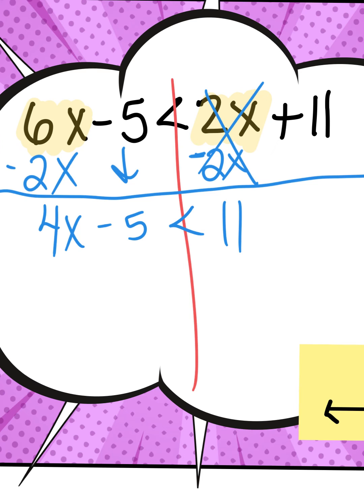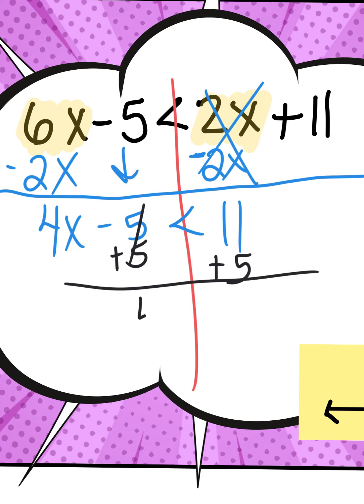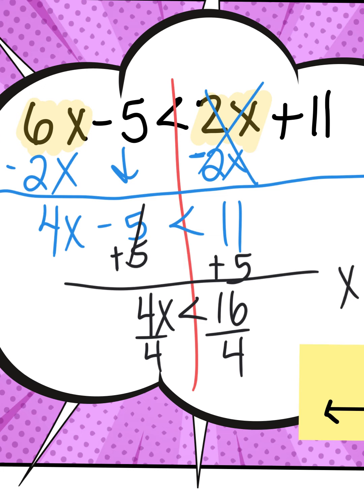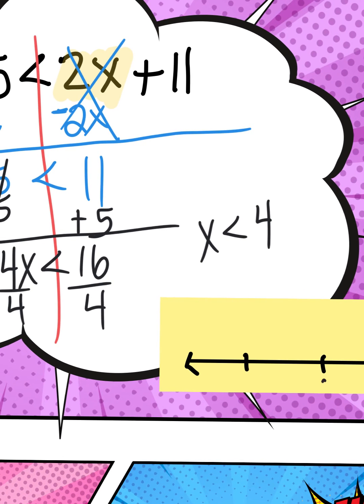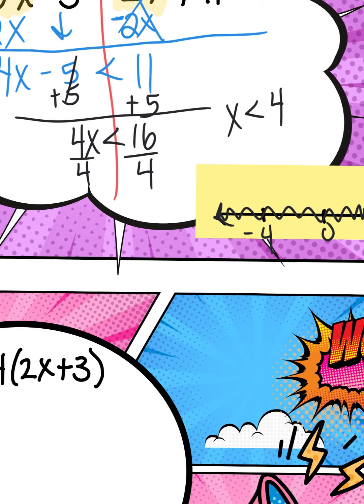So now I'm going to get rid of the minus 5 by adding 5 on both sides. I get 4x is less than 16. Divide by 4. And you get x is less than 16 divided by 4, which is 4. Graph it. Open circle. Less than is going to mean this way. And we're done with that question.